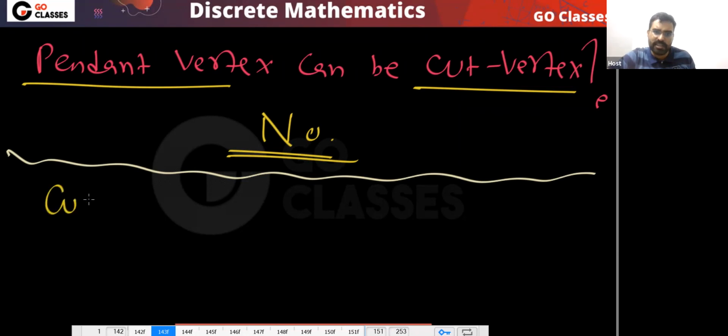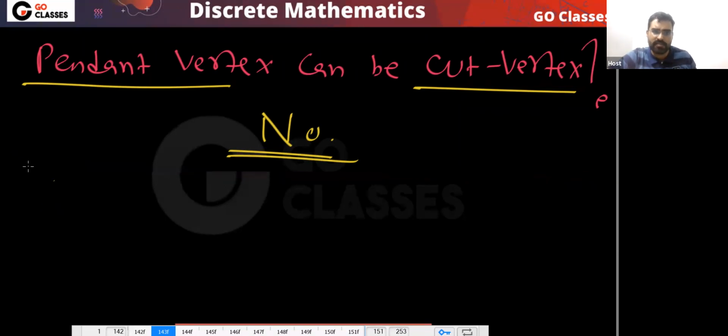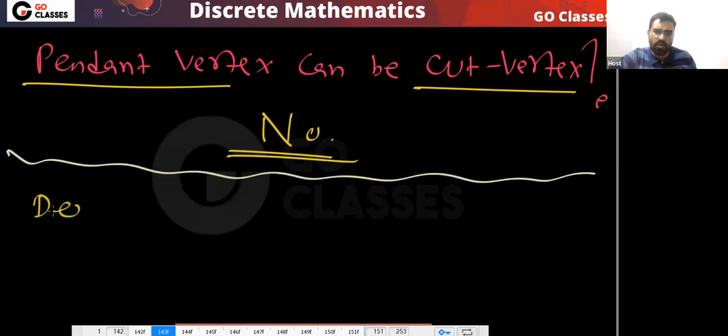So remember, cut vertex degree. What is the degree of any cut vertex?